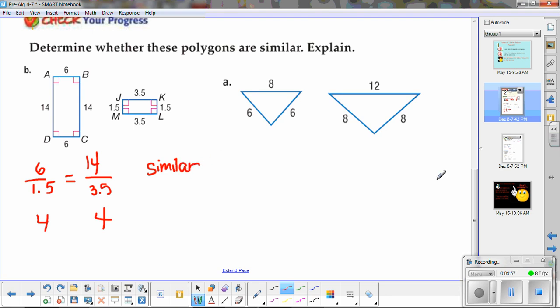Got one more to try here. The shorter side of the triangle, 6, matches up with the shorter side in the other triangle, which is 8. And then the longest side of the small one is 8, and the longest side of the big one is 12.